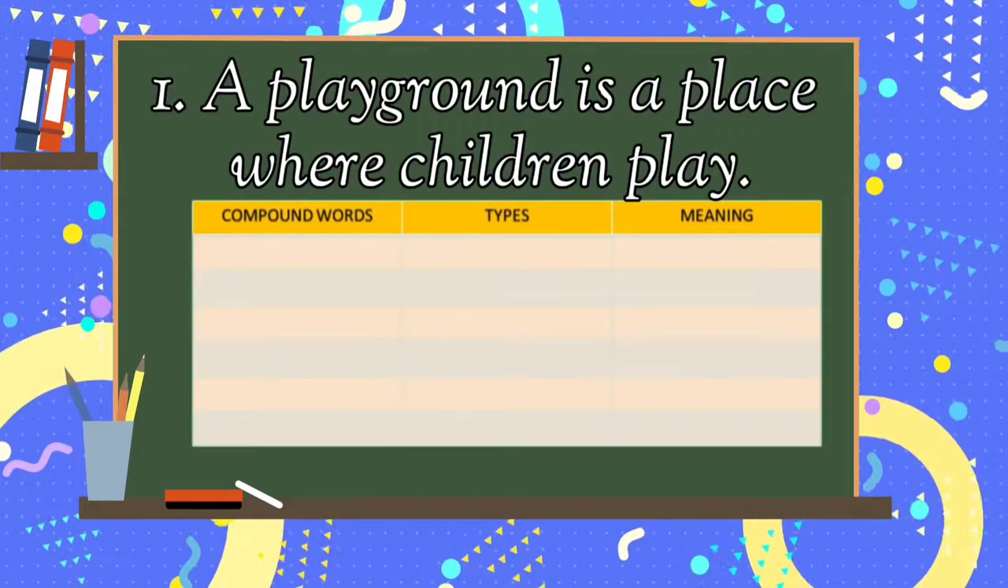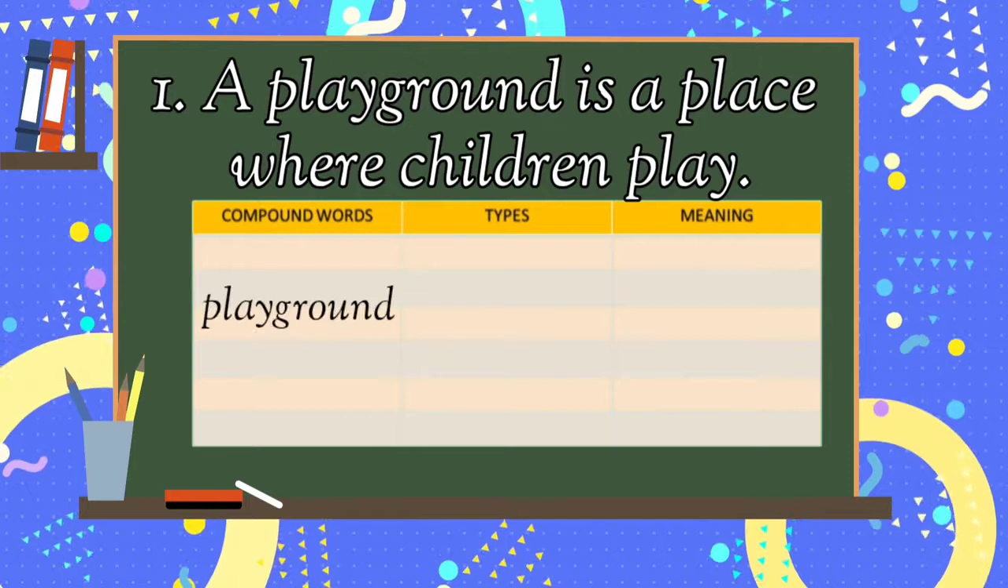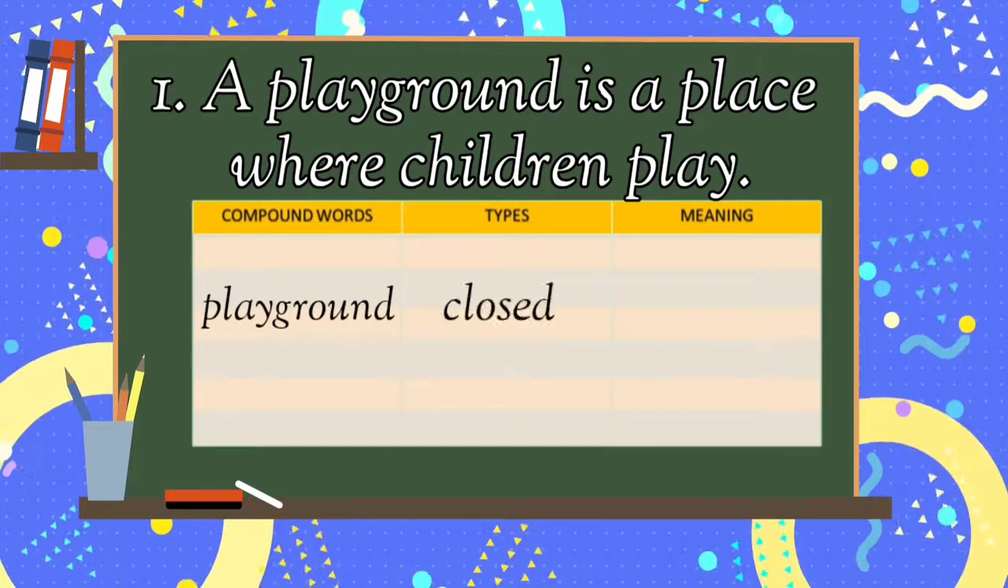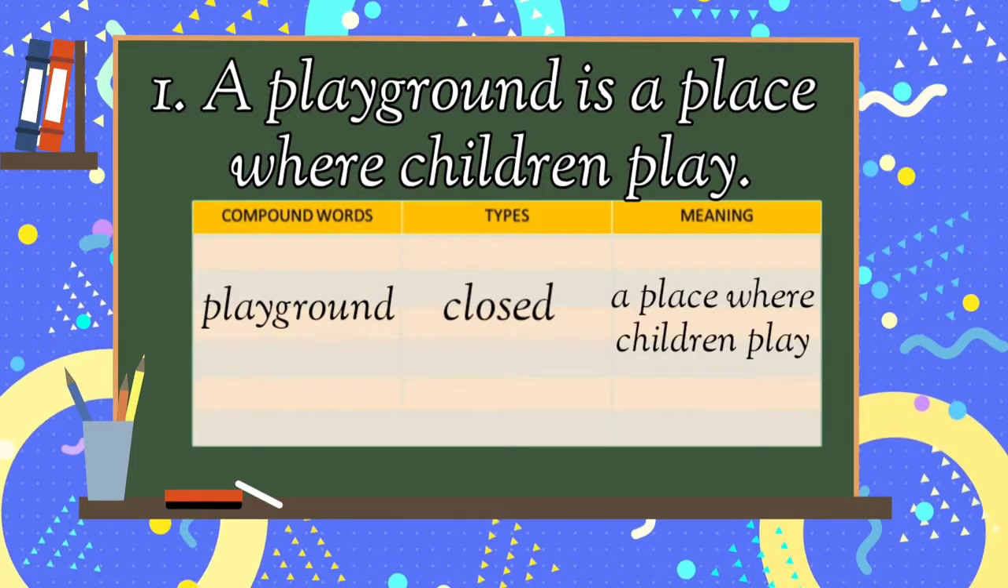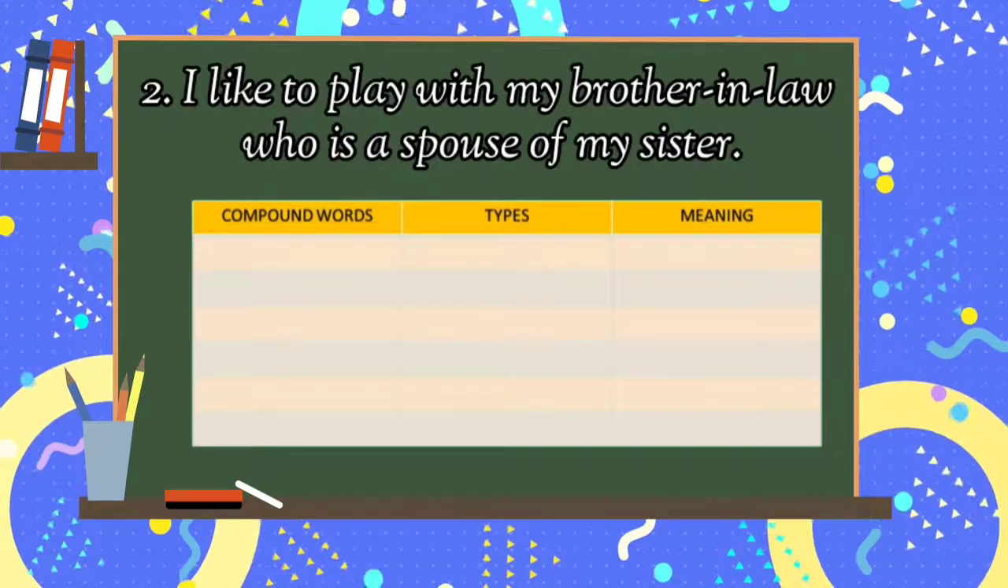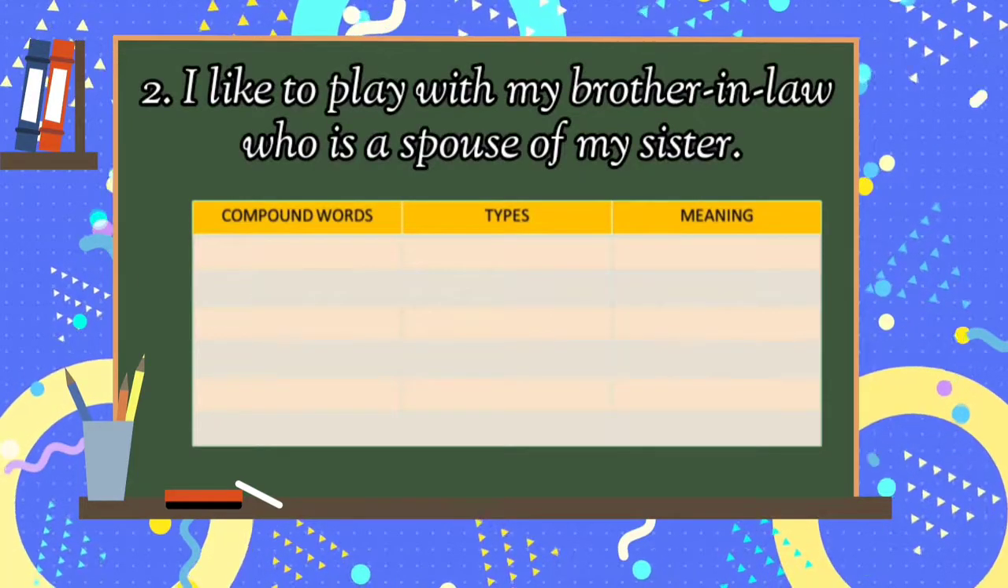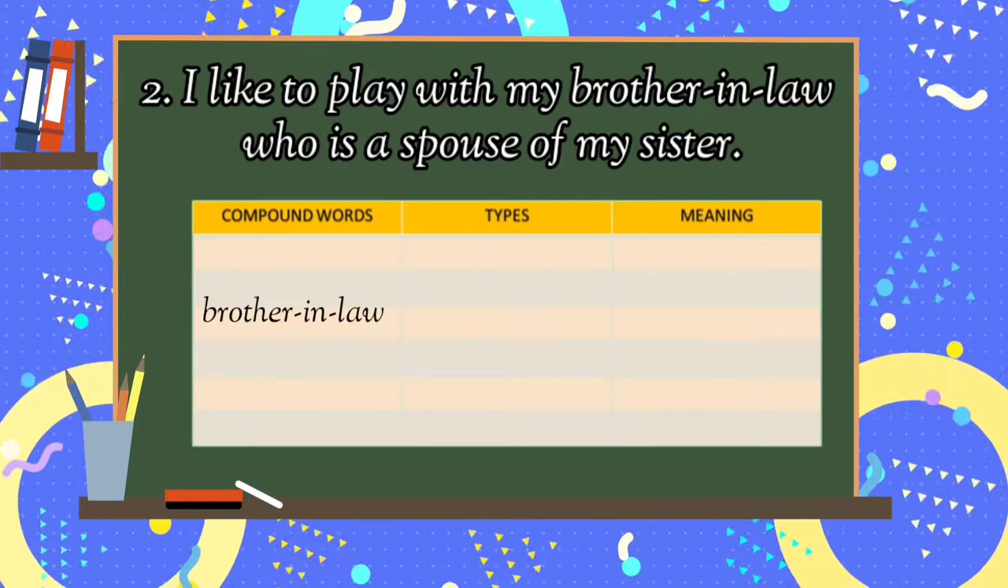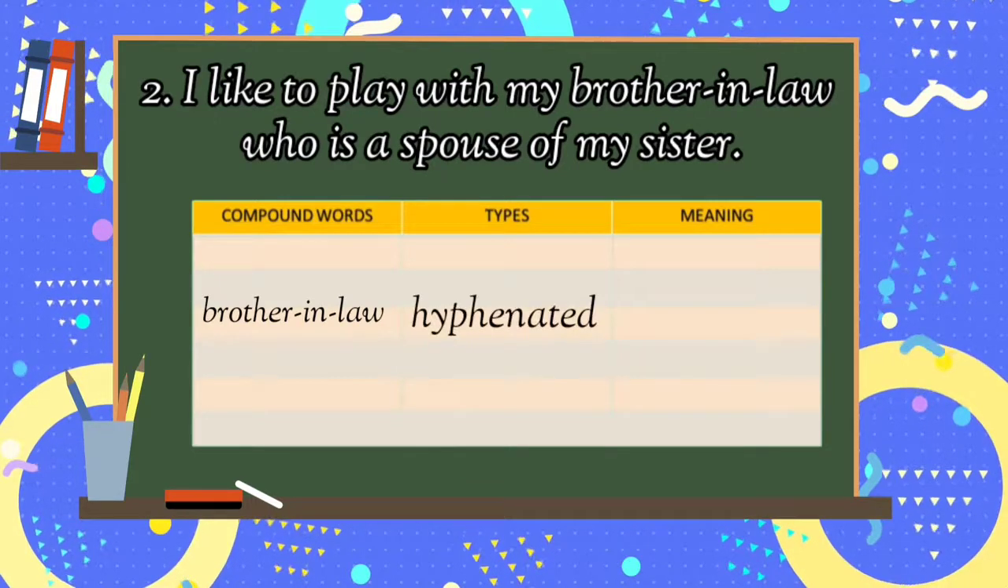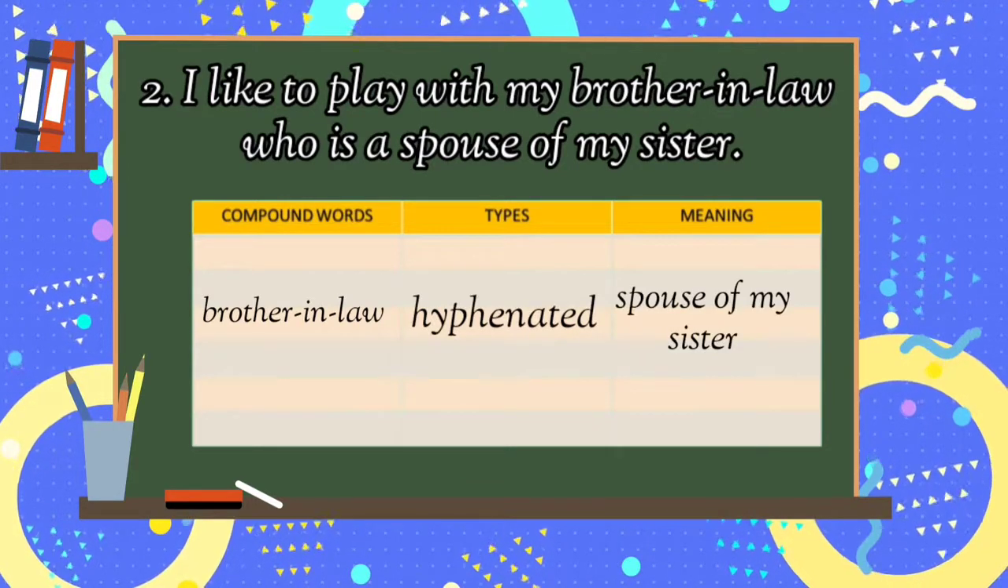The answer on number 1 is playground. Playground is a closed compound word. Playground is a place where children play. The answer on number 2 is brother-in-law. Brother-in-law is a hyphenated compound word and it means spouse of someone's sister.